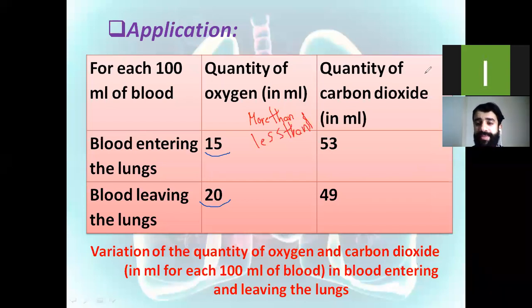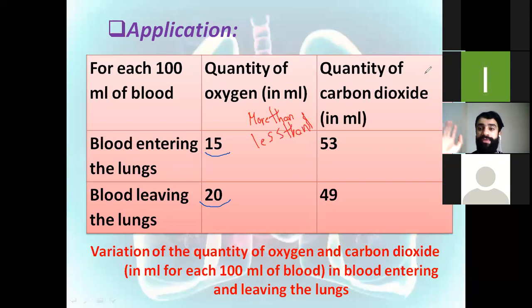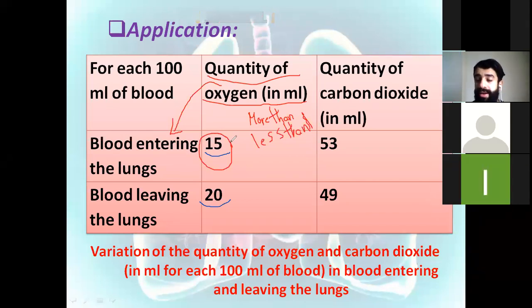Can you compare this? Yes. Hassan, we are talking about the quantity of oxygen, so you have to compare the quantity of oxygen. The quantity of oxygen in the blood entering the lungs was how much? 15 milliliters, which is less than the quantity of oxygen in the blood leaving the lungs. Excellent. Thank you, Hassan.